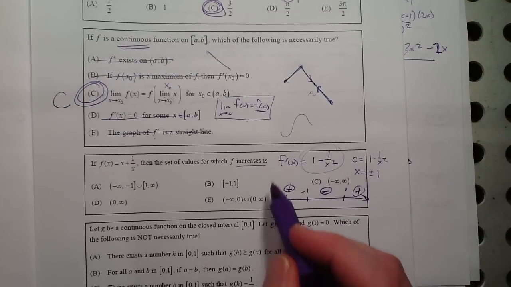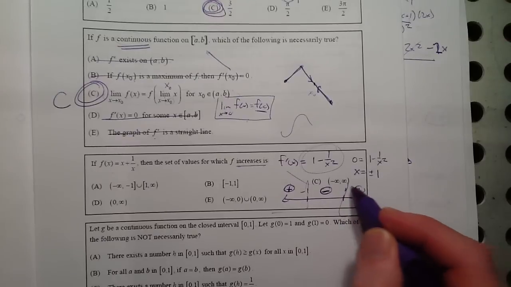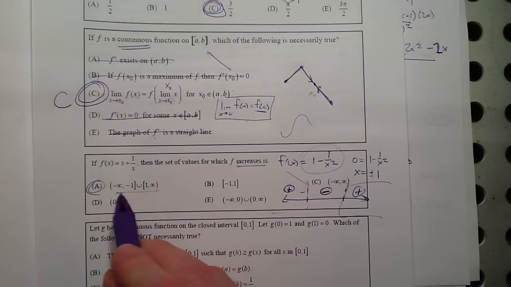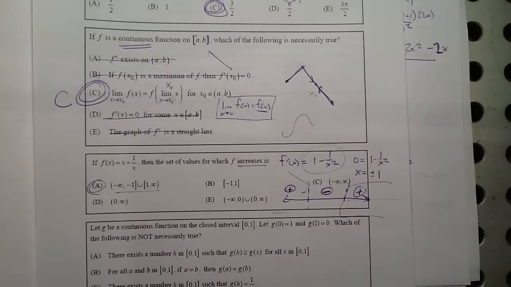So where is it increasing? When the derivative is positive, that would be here and here. So that looks like this, right, from negative infinity to negative 1, and from 1 to infinity.